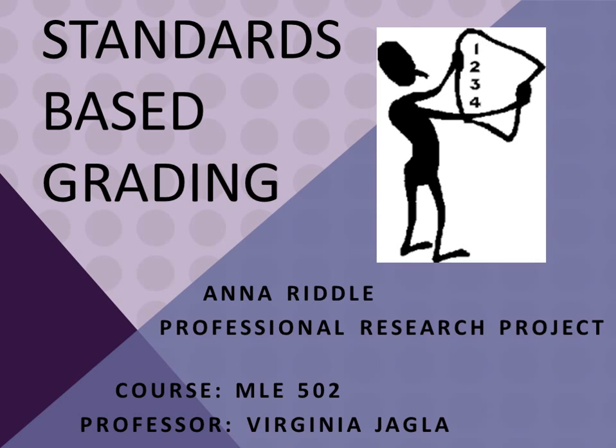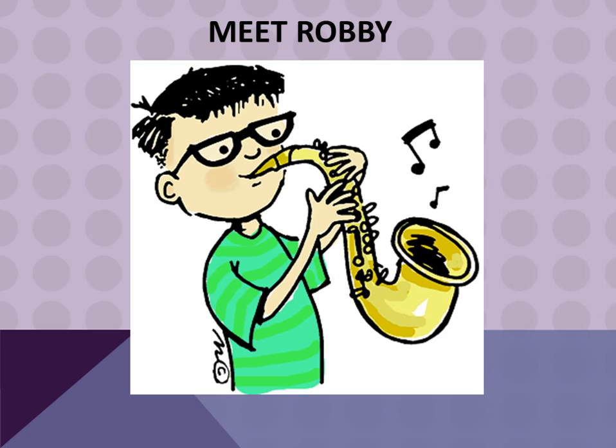Before I begin, I want you to picture this. Meet Robbie. Robbie wants to learn how to play the saxophone. He has all of the tools he needs. He has a saxophone, neck strap, a brand new reed, a beginner lesson book, a private saxophone teacher. His goal is to learn a B-flat concert scale.